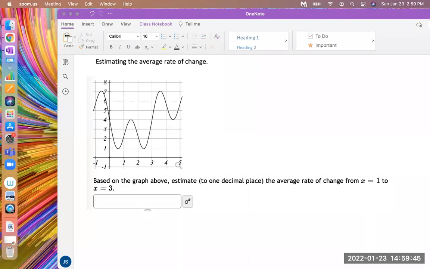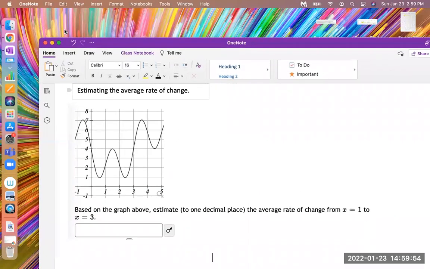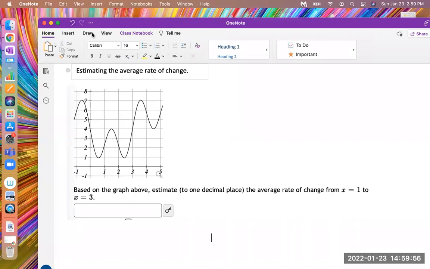Hi, class. This is a video on estimating the average rate of change when looking at a graph. So let's see. They give you a kind of crazy looking graph that goes up and down and all around and everywhere.